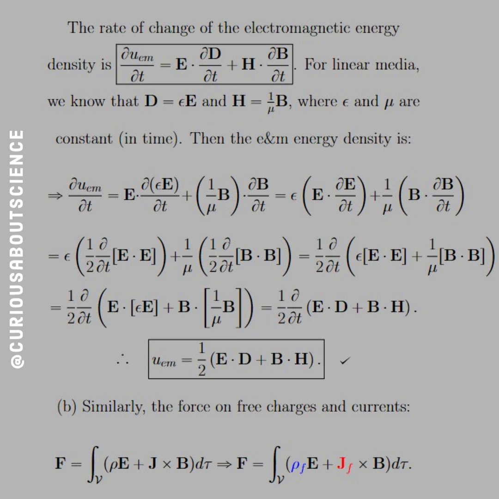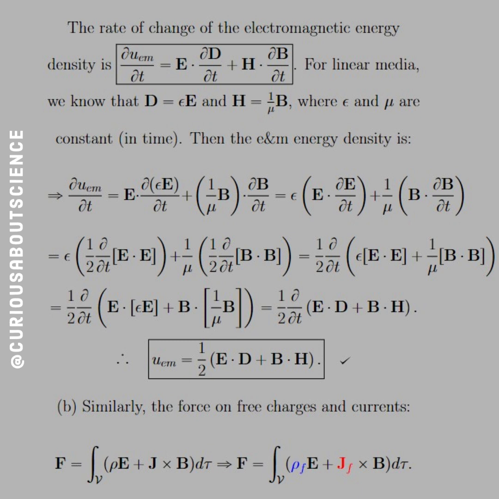So if we go ahead and cancel the d by dt's on both sides by integrating, we get u_em is equal to 1/2 (E dot D plus B dot H). Pretty nice, pretty consistent. Similarly, for the force on the free charge and currents, we just go ahead and plug in the force law.